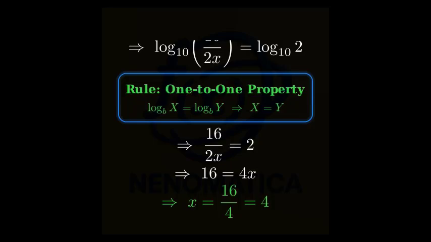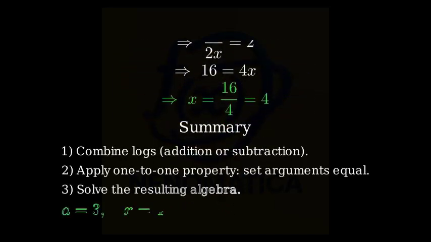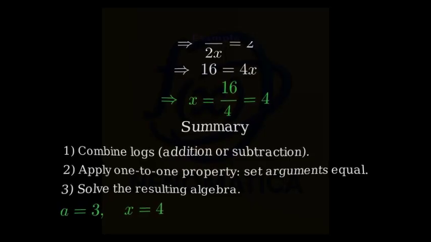Therefore x equals 4. Summary. For both problems, we combined logarithms, used the 1-to-1 property to equate arguments, and then solved the resulting simple equations. Our answers are a equals 3 and x equals 4.